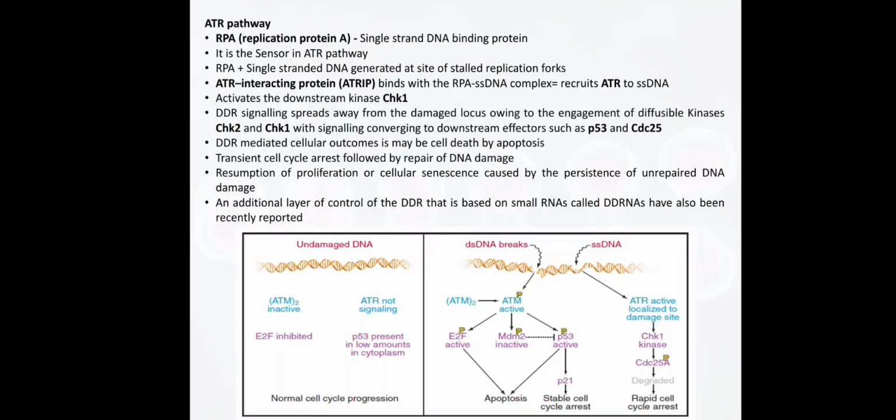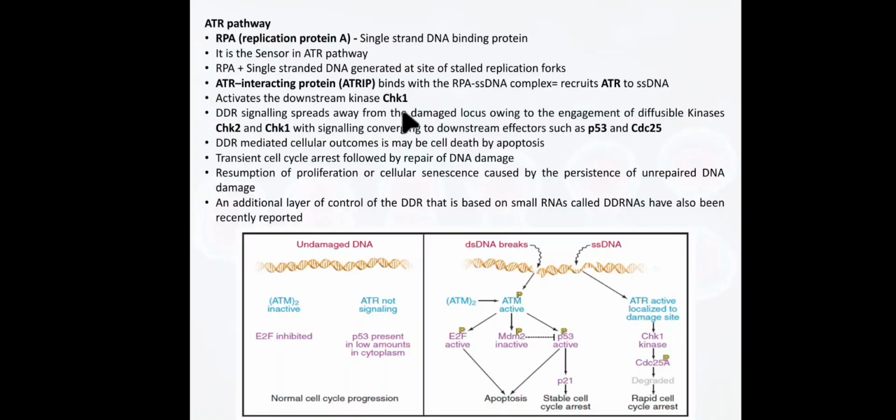where the sensor molecule, that is RPA, replication protein A, binds to the single strand break, and it is a single strand DNA binding protein. After the sensor binds to the single stranded break, there is another protein, that is ATR interacting protein, ATRIP, which binds with the RPA single stranded DNA complex and recruits ATR to the single stranded DNA to phosphorylate, and it activates the downstream kinase by phosphorylating CHK1.